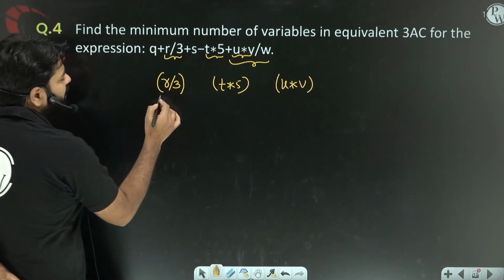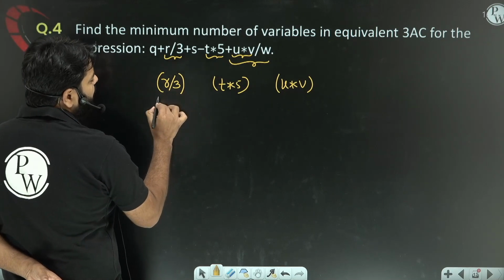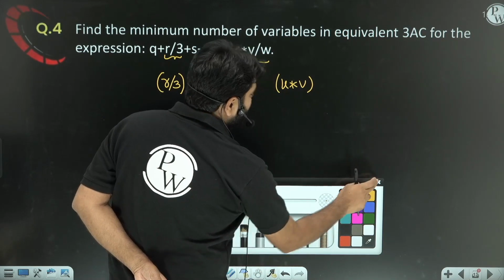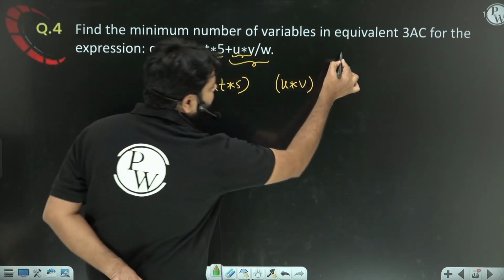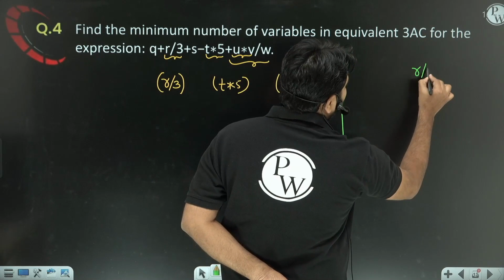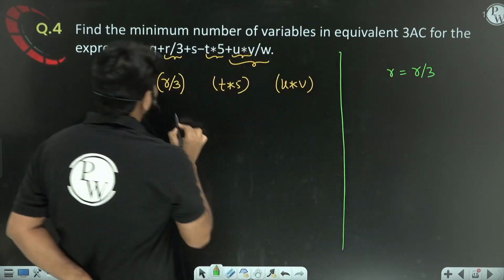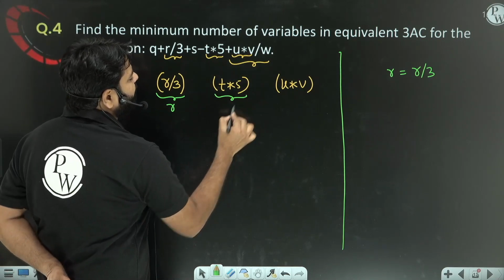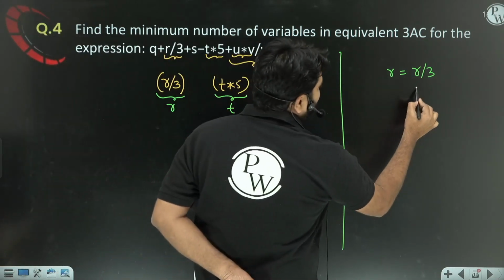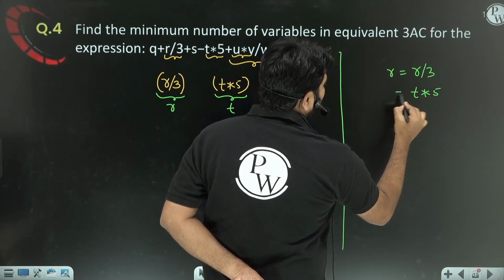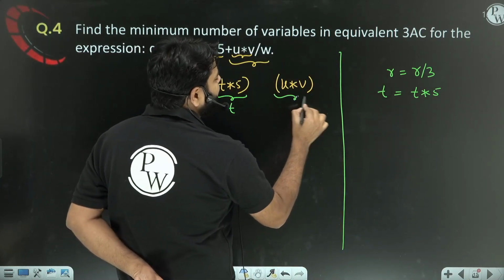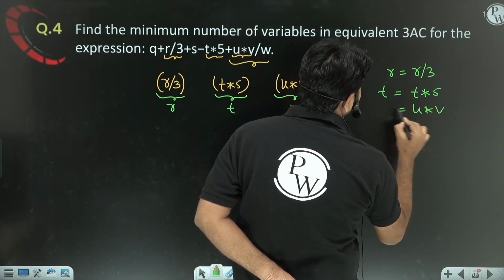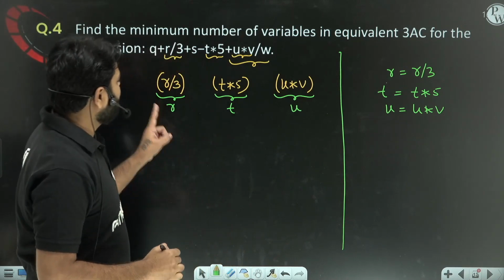r divided with 3, I will put in r. So I have a result, this one is r. Now t multiply with 5, I will put in t only, so that I don't have any difficulty to remember. And u multiply with v, I will put in u, so that I don't need any additional space. Okay, we got the result, r, t, u.